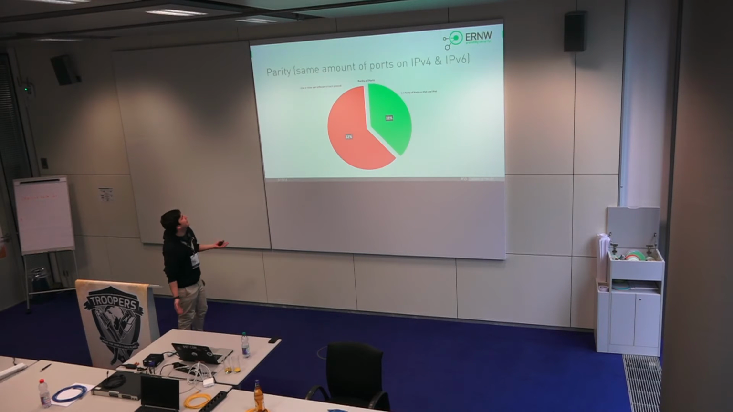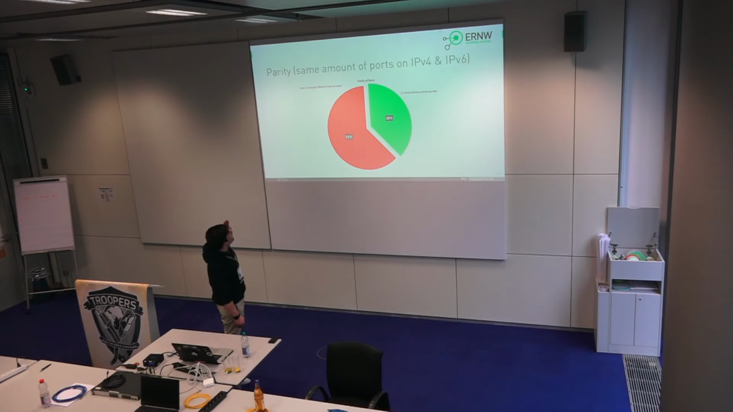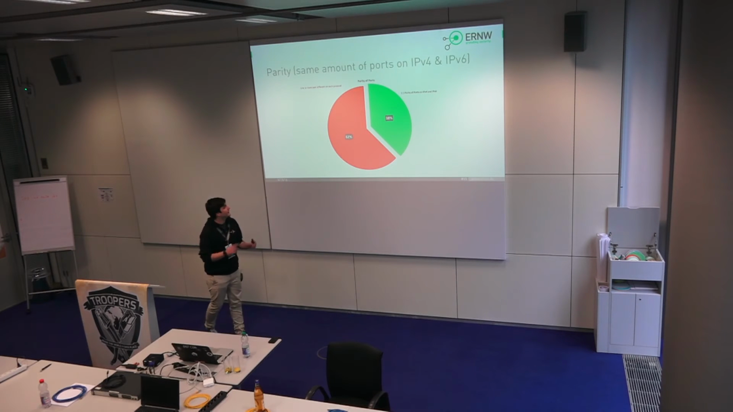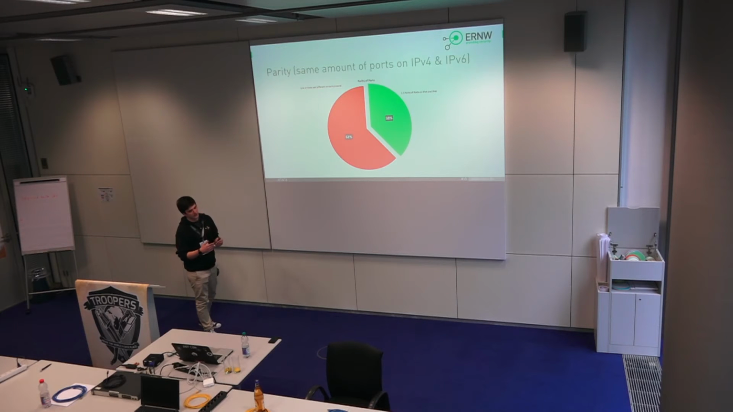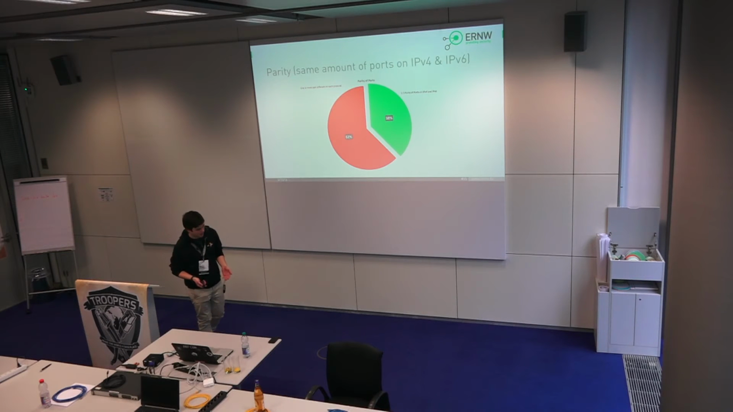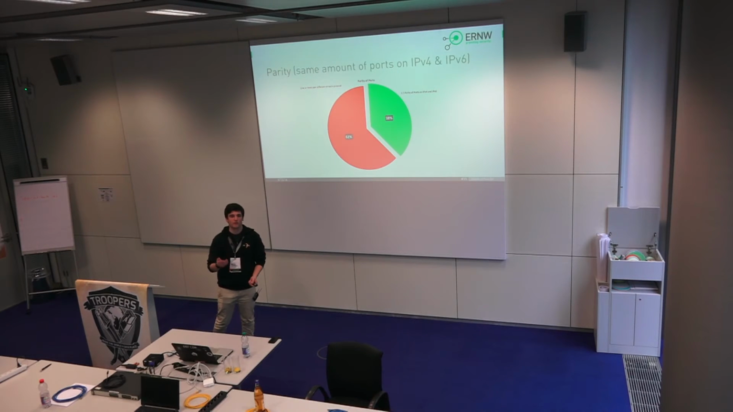So I looked at the parity actually. What you can see in this pie chart here, you find a one-to-one parity of IPv4 and IPv6 in 38%. But you find different numbers in 62% of the overall 75,000 hosts, which means one or more ports are different from each protocol. So in my next step, I looked at how the ports differ.